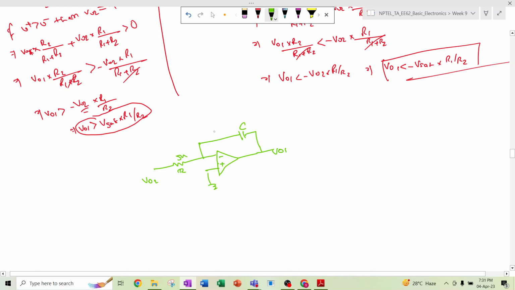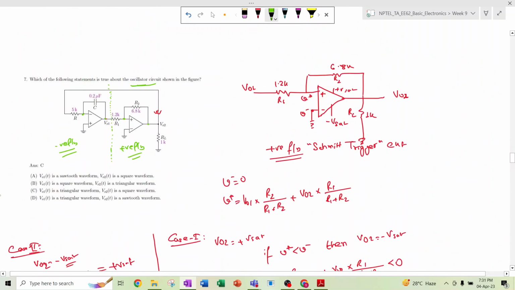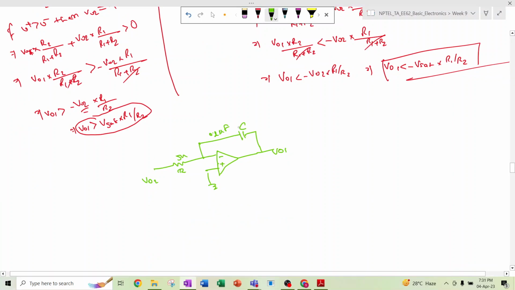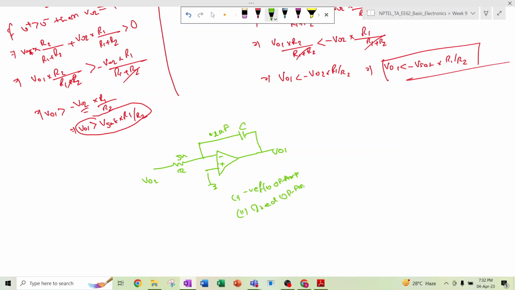This is a very interesting problem. C means it is 0.2 microfarad. Now, how to solve this? This is basically a negative feedback circuit, a negative feedback op amp. This is the first condition, and second, there is no non-ideality, so it is an ideal op amp. As we have already discussed in the earlier classes, the virtual short concept holds. That means V plus is equal to V minus.